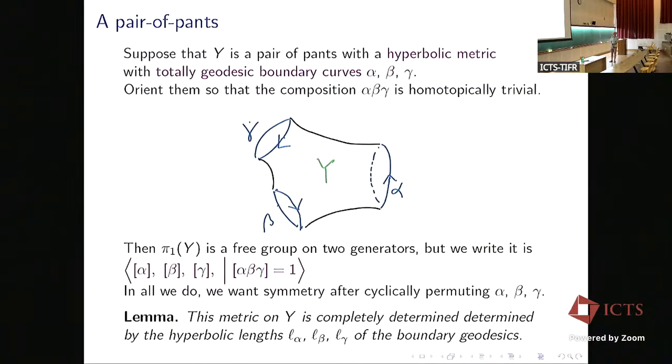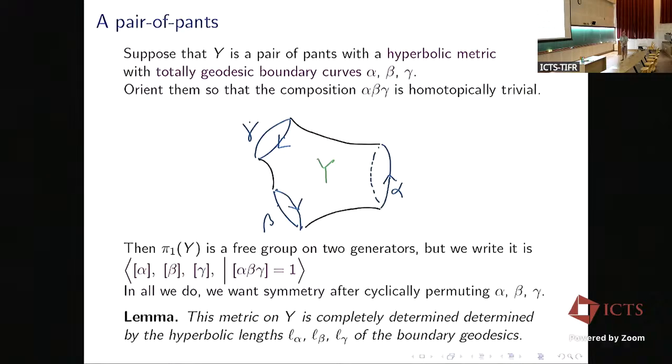But now if I put a metric on it, there's a lemma. This is a simple lemma from hyperbolic geometry that any hyperbolic metric is completely determined by the lengths of the three boundary components. And the way you would do that is you cut along the unique perpendicular between each of the boundary components, and then that decomposes your pair of pants into two hexagons.